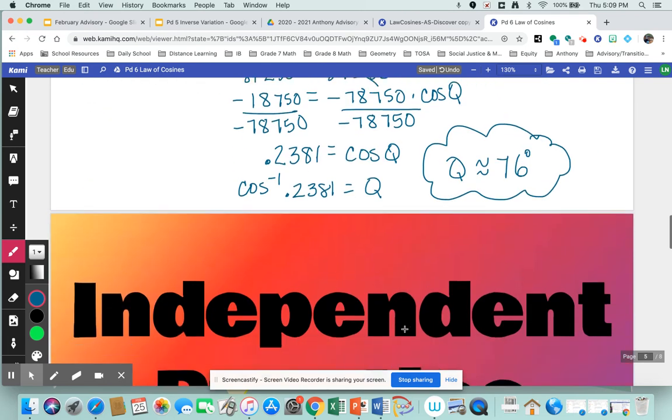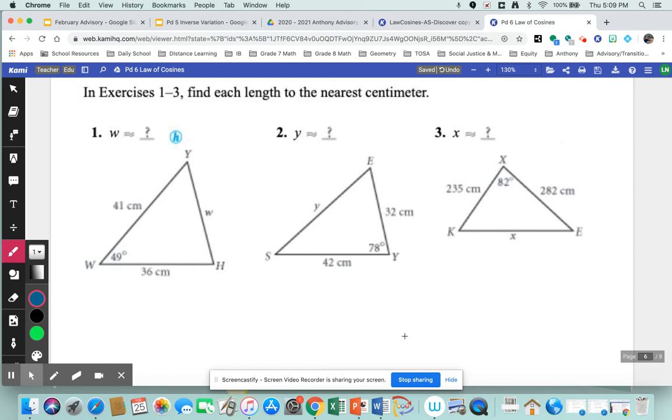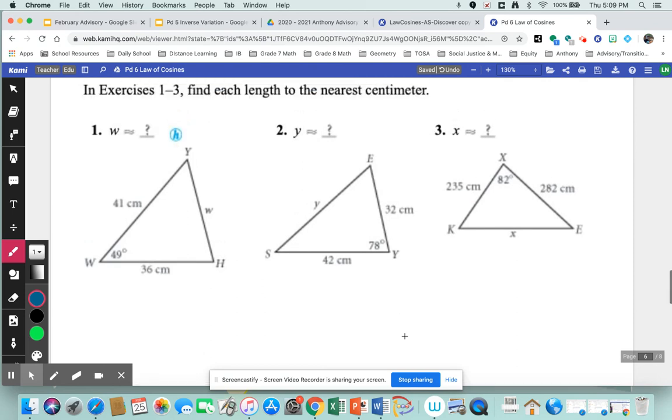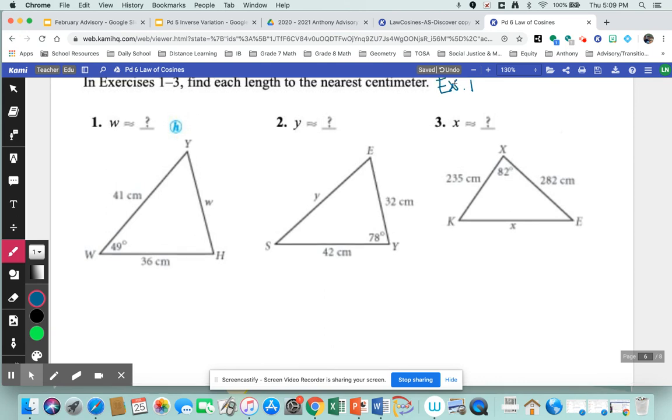Now I want you to look with me at the independent practice. For exercises 1, 2, and 3, you're going to find the length to the nearest centimeter. So these are all like example 1. And none of these are like A, B, and C. So you're going to have to use those variables, use the letters that represent the sides and the angles to figure out, like start with the original and then start with that.